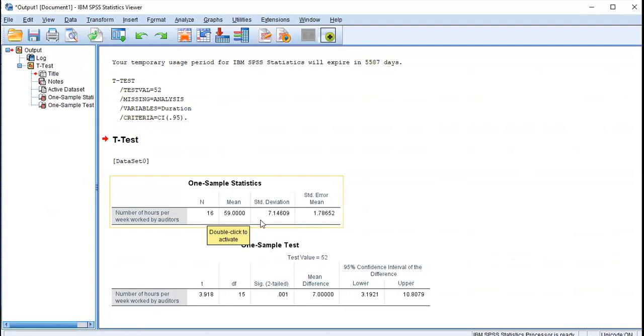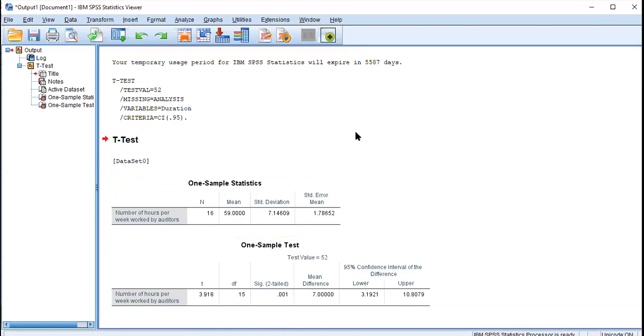Standard deviation is 7.146. Now, if you look at the results, the value of t is 3.918, degrees of freedom is 15, and significance is 0.001. The mean difference is 7. And how is this value coming? Because the test value is 52, so 52 minus 59 gives 7. So this is given to us.